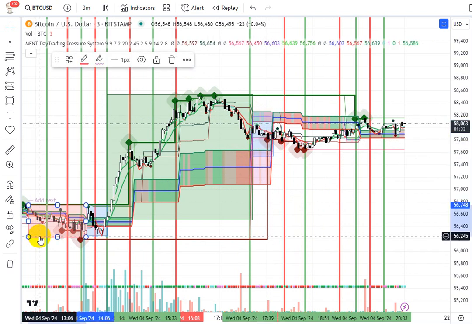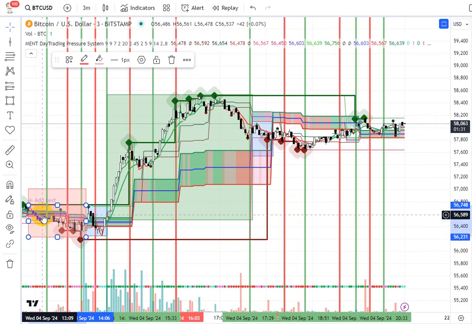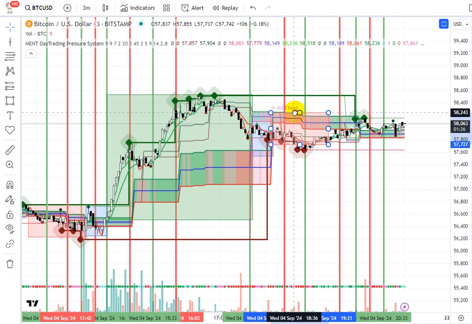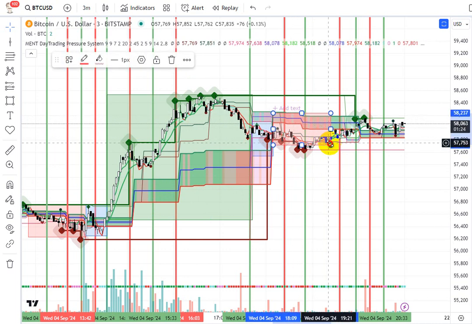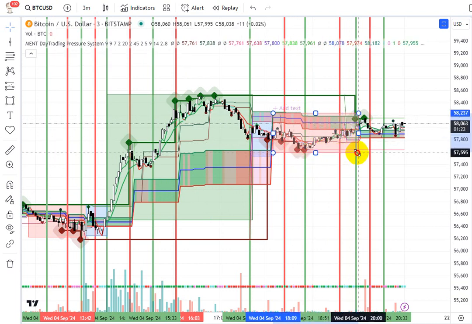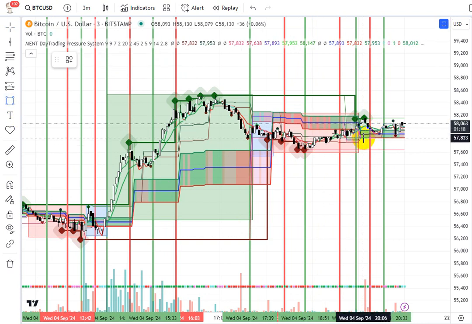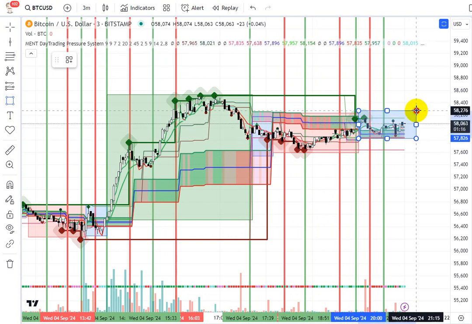And then we move back into bearish trending right here. And we stay in bearish trending until the end of the day. And that means we go back into bullish trending right here.